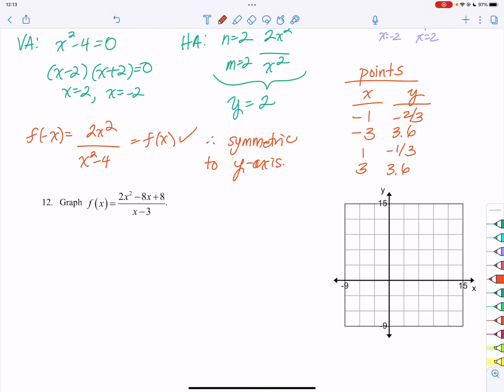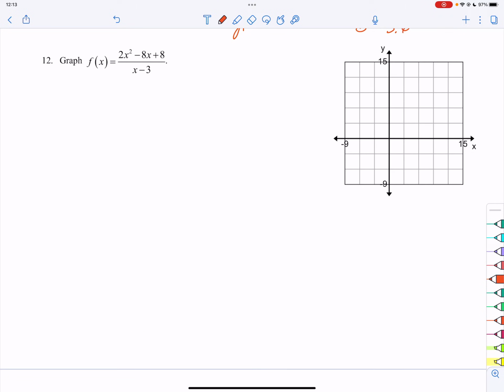Okay, let's take a look at number 12. As you can see, we'll begin with our x-intercepts. That's when we let y be 0.